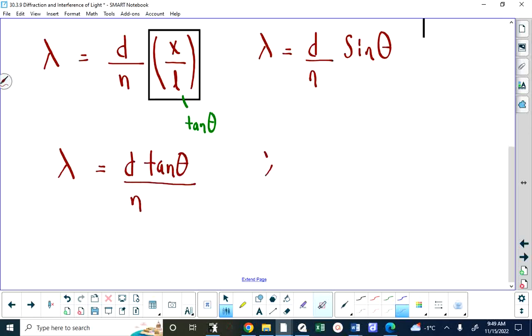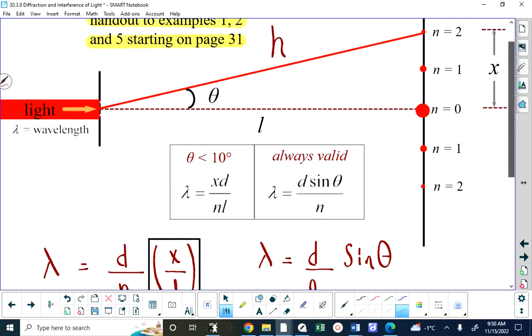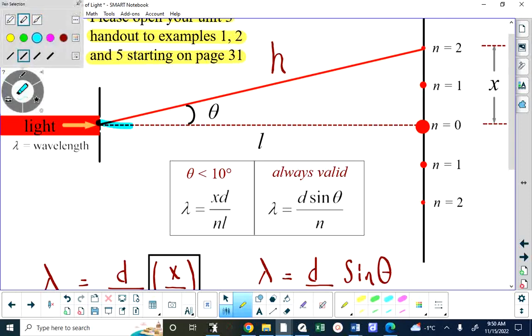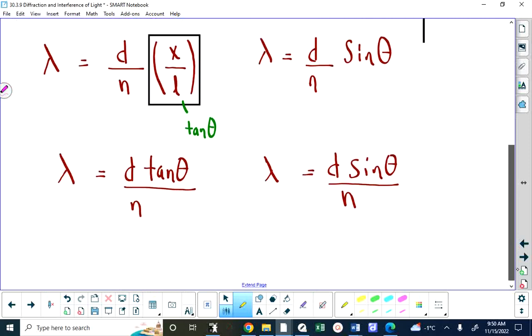What the real formula should be is lambda equals d sine theta over n. I mean, you don't have to be a genius to understand that these are two different expressions, right? Sine of theta is not equal to tan of theta. But at small angles, it's close. Because, I mean, look at it. There's a number of ways to look at this. If this angle is very small, what can you tell me about the length of the adjacent side as opposed to the length of the hypotenuse? Well, at small angles, they're going to be very, very close to being the same thing. Which means at small angles, tangent of theta and sine of theta are pretty close.